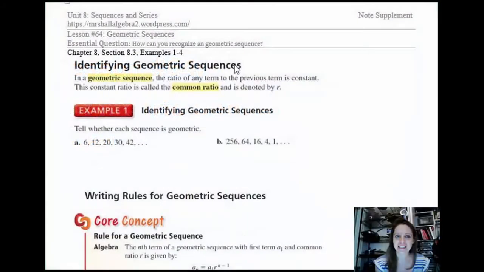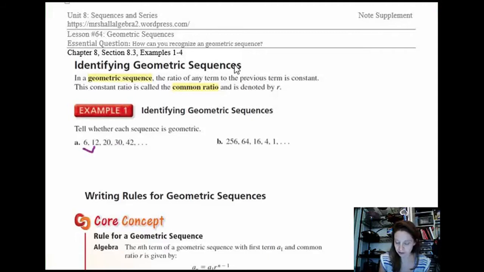Identifying geometric sequences. In a geometric sequence, the ratio of any term to the previous term is a constant. This constant ratio is called the common ratio and is denoted by r. In example 1, we have two sequences. We're going to tell whether each sequence is geometric. For it to be geometric, there must be a common ratio between terms.